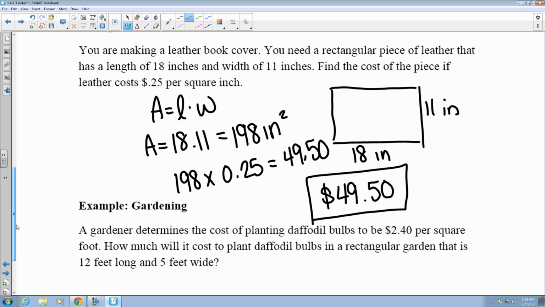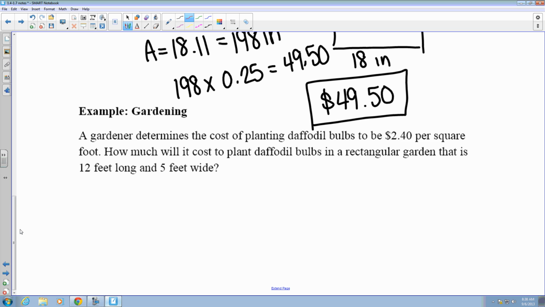Okay, next we have a gardener. This gardener is determining the cost of planting daffodil bulbs that are $2.40 per square foot. How much will it cost to plant daffodil bulbs in a rectangular garden? So this is very, very similar to the problem we just did with the leather book cover. We have a rectangular garden, which is 5 feet wide and 12 feet long.